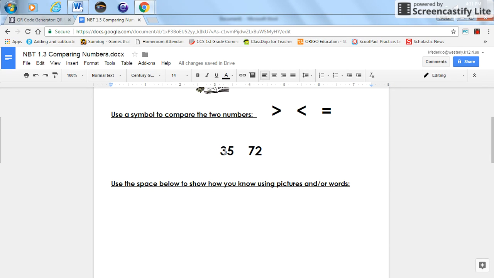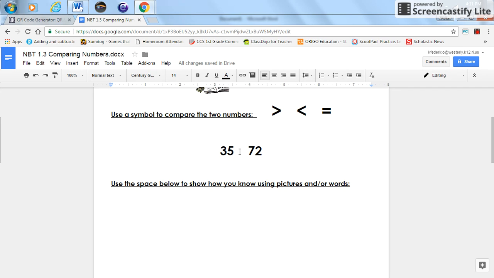So in my head, I'm first going to think 35. I know that 35 has 3 groups of 10 and 5 left over, or 5 ones. And I know that 72 has 7 groups of 10 and 2 left over, or 2 ones. So 7 groups of 10 is more than 3 groups of 10. So I would say that 35 is less than 72.